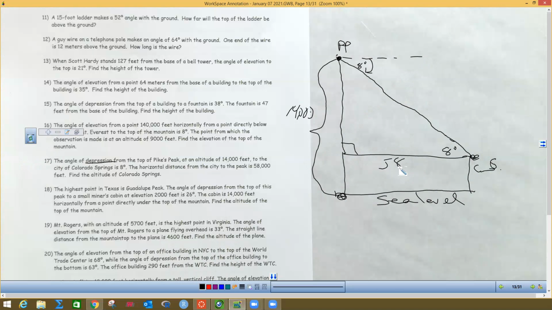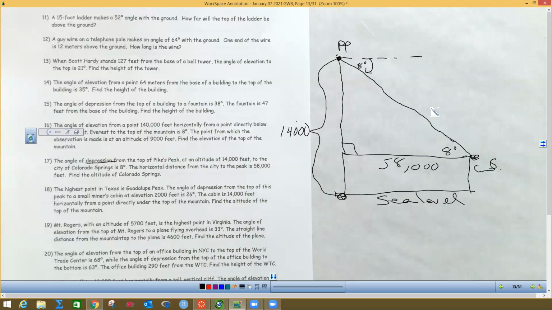Okay, well this problem was done wrong. The angle of depression at the top of Pikes Peak at an altitude of 14,000 feet to the city of Colorado Springs is 8 degrees. The horizontal distance of the city to the peak is 58,000. Find the altitude of Colorado Springs. Okay, so this 14,000, they are saying this is 14,000, my bad.